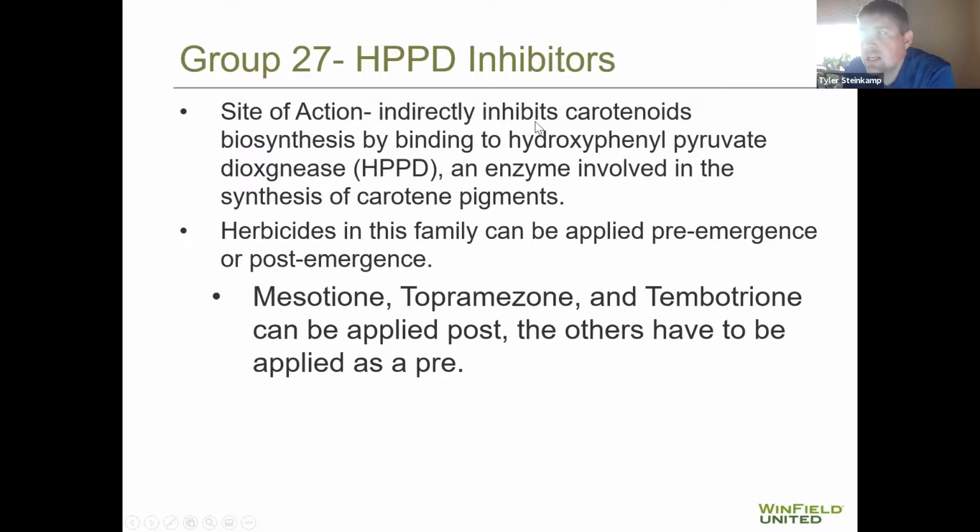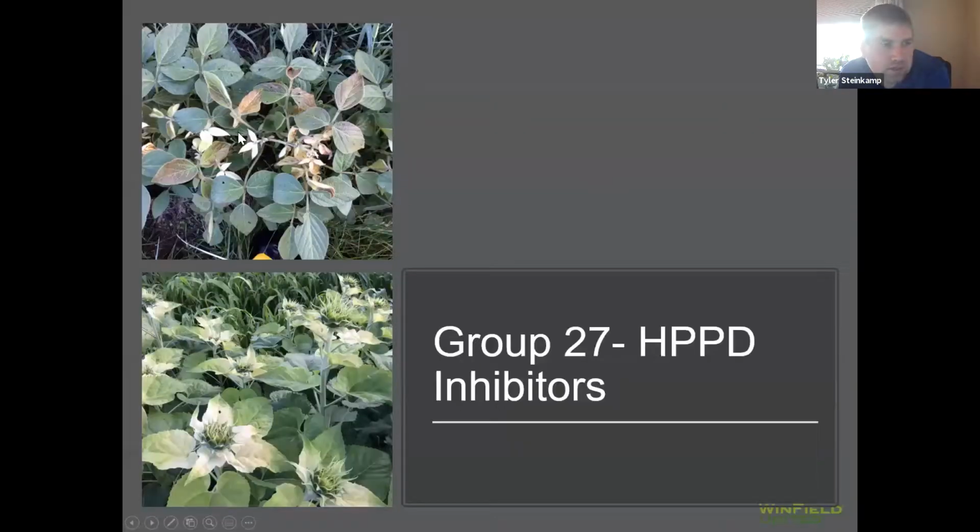So if you get rid of that and you're not able to produce carotenoids, the chlorophyll molecule immediately starts to break down and you end up bleaching the plant. That's why we call these the bleachers, right? You get this kind of effect to the plant. You're going to see this first in the new growth because that's where a majority of the chlorophyll is being produced. You're going to see that first there, and then it's going to move to the rest of the plant.